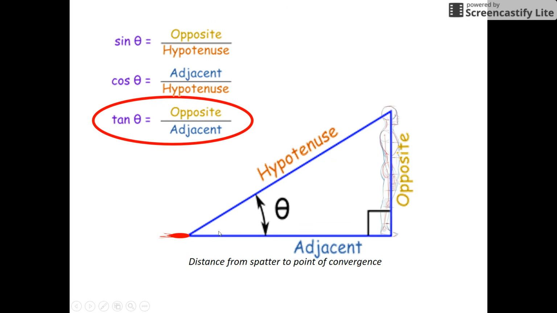Well, if we know the distance from the spatter to the point of convergence, where that person was standing, and then we know the angle of impact by using the sine formula that we already know, we can figure out the height in space where up here the blood spatter originated. Okay, so let me walk you through this.